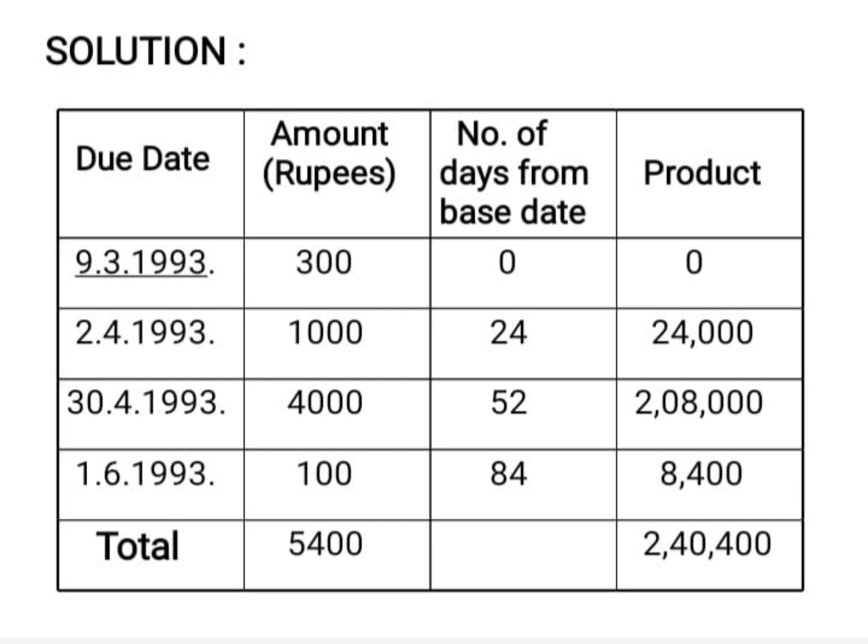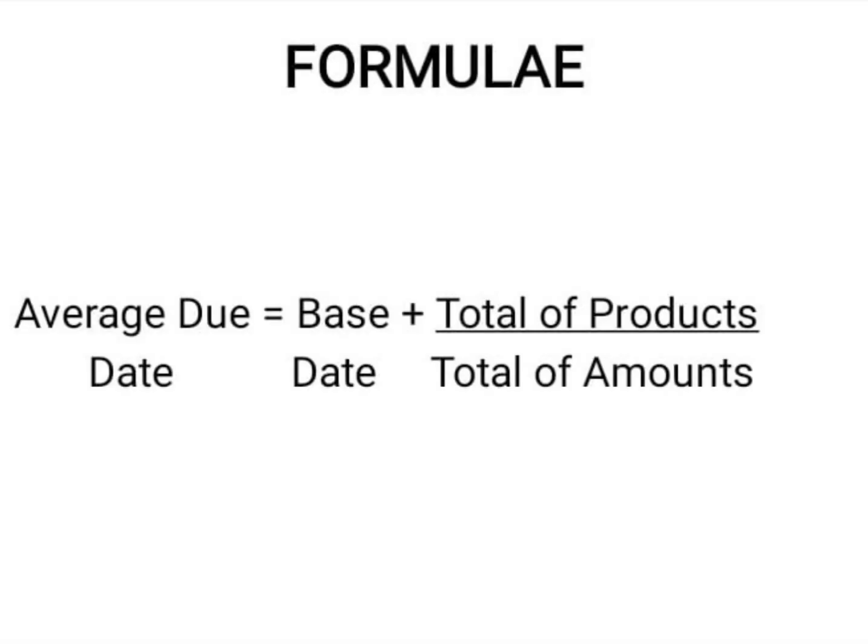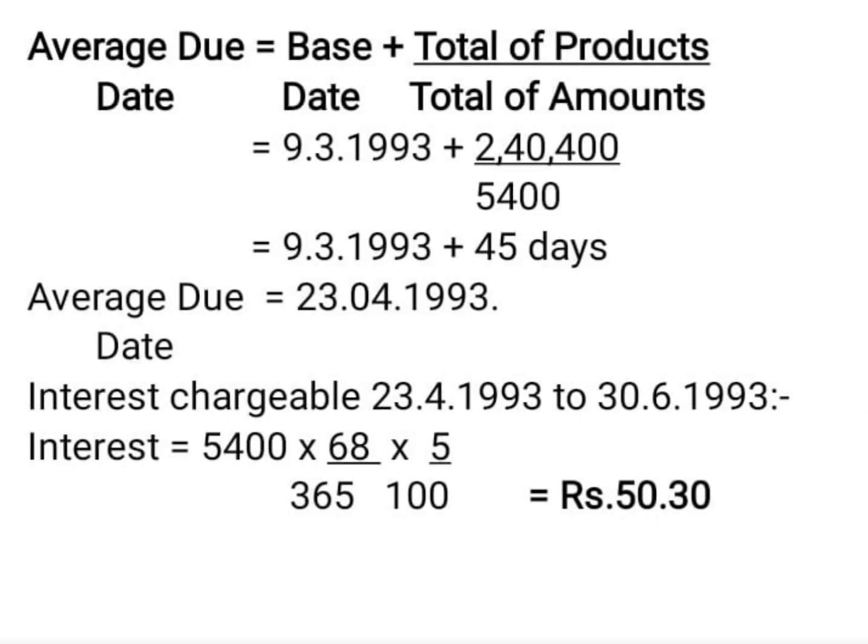We are going to sum up all the products as well as the amount column. There are totally 2,40,400 in product. The total amount is 5,400. Then we are going to calculate the average due date. Let's see the formula for average due date. Average due date is equal to base date plus total of products divided by total of amounts. Here the base date is 9th March 1993, plus total of products, 2,40,400, divided by total of amounts, which is 5,400.